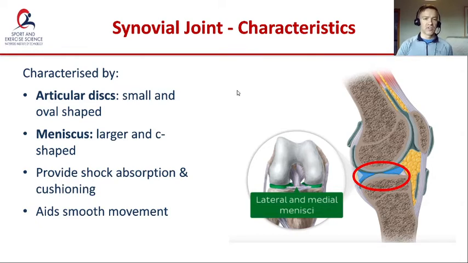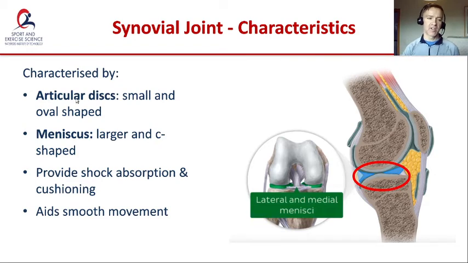Back to our synovial joint characteristics. Inside the synovial joints, there's a number of other little structures. So we've got articular discs. These are small oval-shaped discs that separate out some of the spaces in the joint. They are there to provide shock absorption and cushioning in the joint.